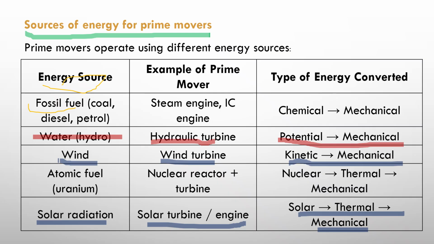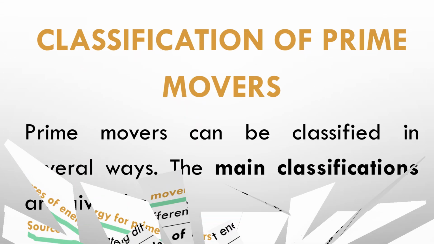And again, the non-renewable source of energy, that is atomic fuel such as uranium, thorium, plutonium, is used in a nuclear reactor plus turbine, which converts nuclear energy into heat energy and then to mechanical energy.